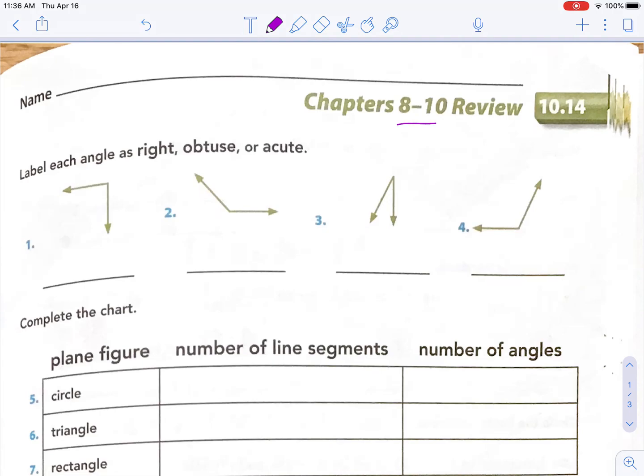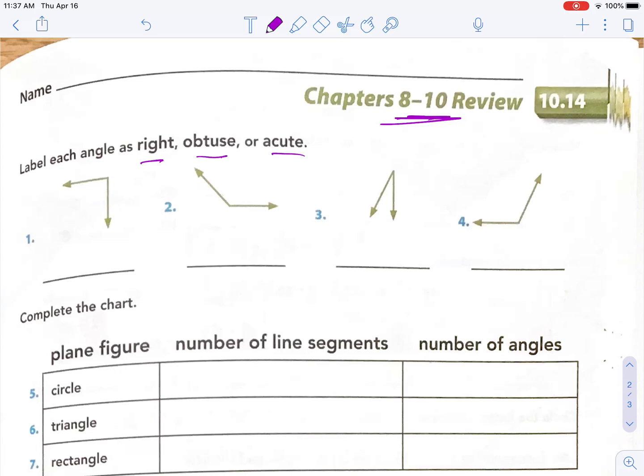All right, we are on 10.14. This is a review of chapters 8 through 10. Nothing new, just review. It says label each right, obtuse, or acute angle. Acute. Oh, that's a cute little angle. Obtuse. Do you remember these, boys and girls? Hopefully you do. A right angle is a perfect square corner, just like this. So this one's right. If you got it right, you're right.